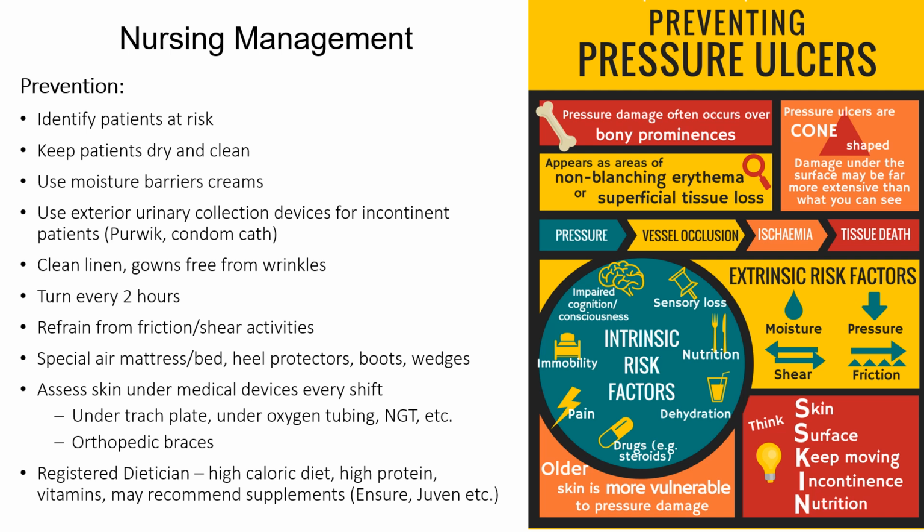We want to keep everybody's linen clean and free from wrinkles. If they're unable to turn themselves, we want to make sure they reposition every 2 hours. We don't want to do activities that cause that friction and shear. We have devices, special air mattresses, heel protectors, boots, and wedges. At the different facilities I've worked at, for the heel protectors, we just follow the facility. Sometimes they do not use them, sometimes they do, so you just follow your facility.